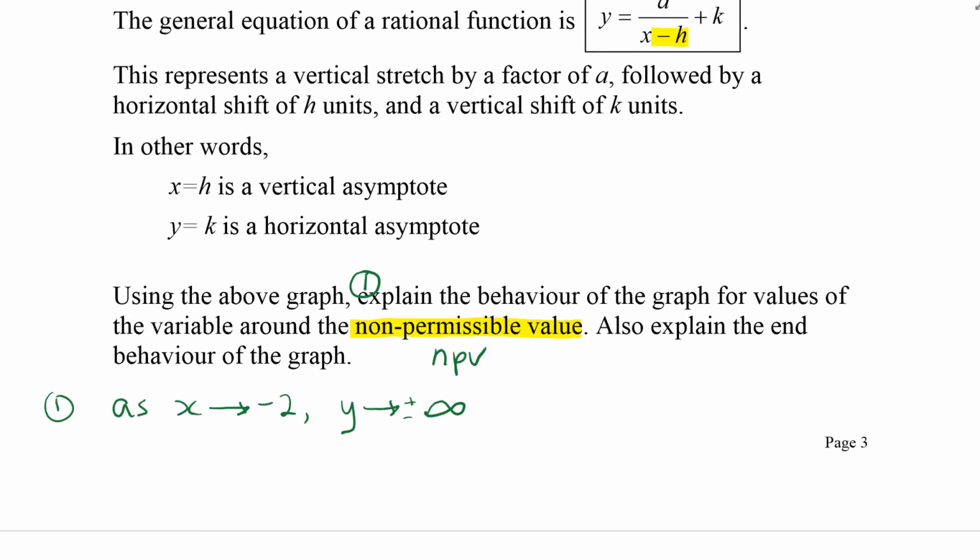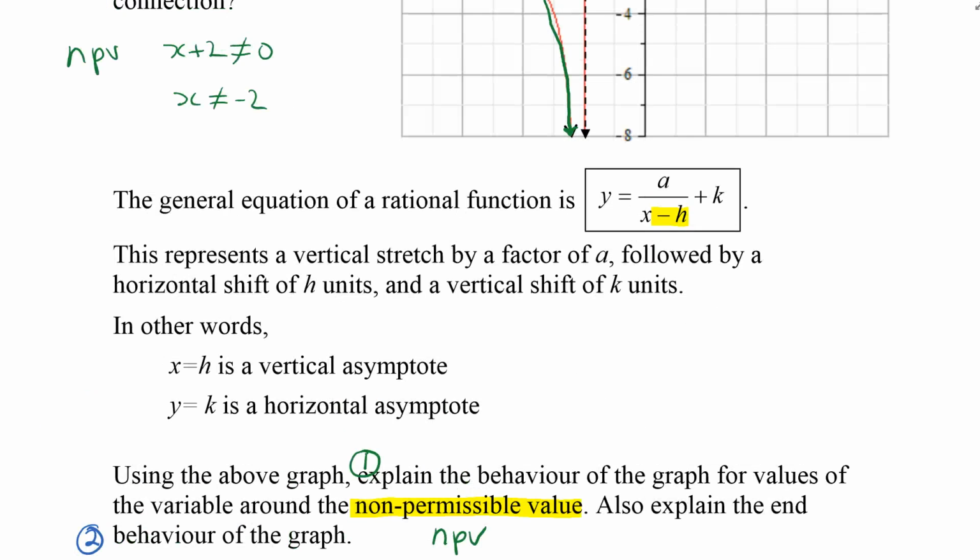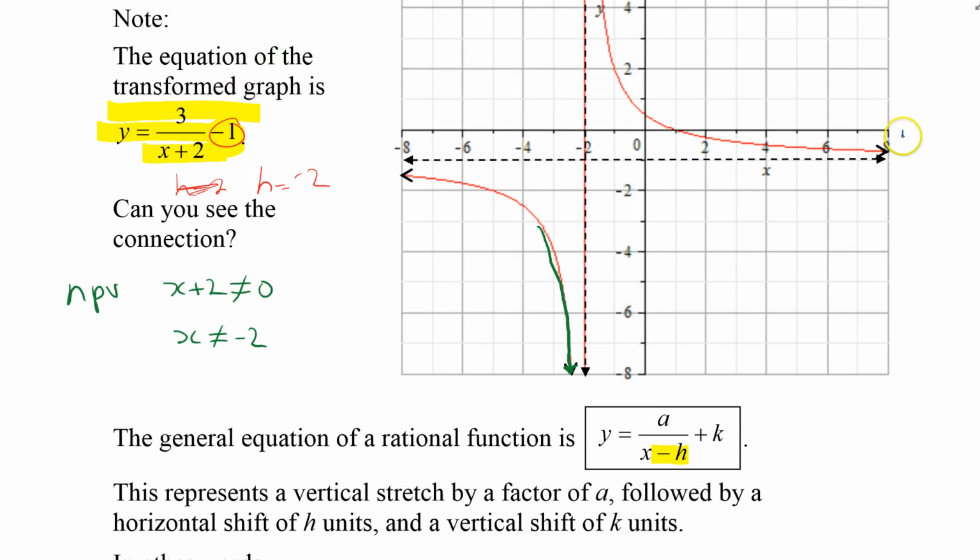The second thing we need to do here is also explain the end behavior of the graph. So this is point number 2. The end behavior of the graph means these ends over here, so this end and this end over here. So again, as x gets exceedingly large, as x approaches positive infinity, the y value in this case approaches negative 1.